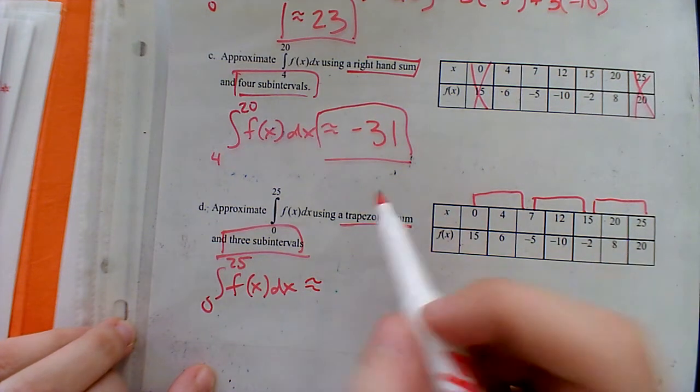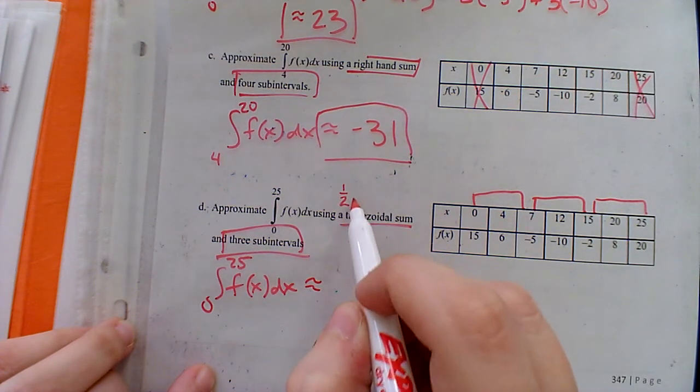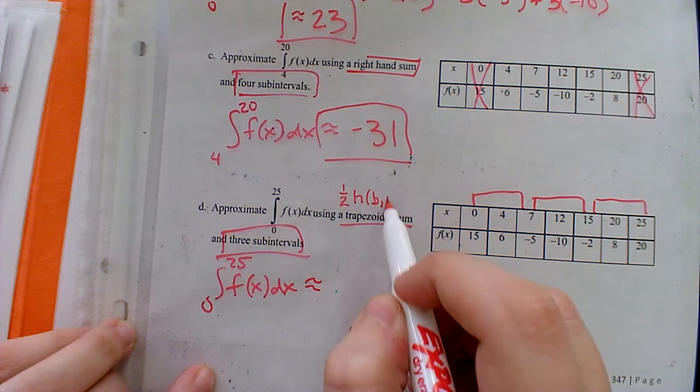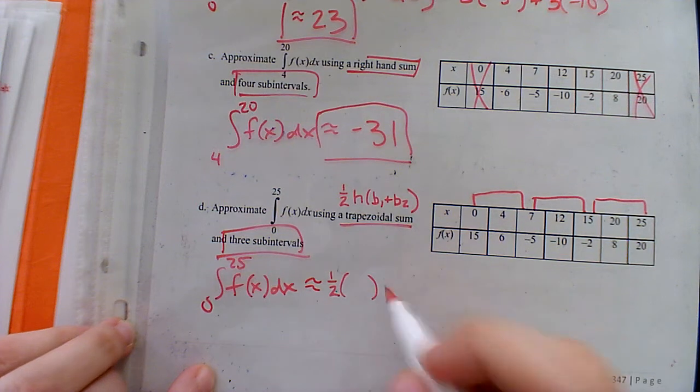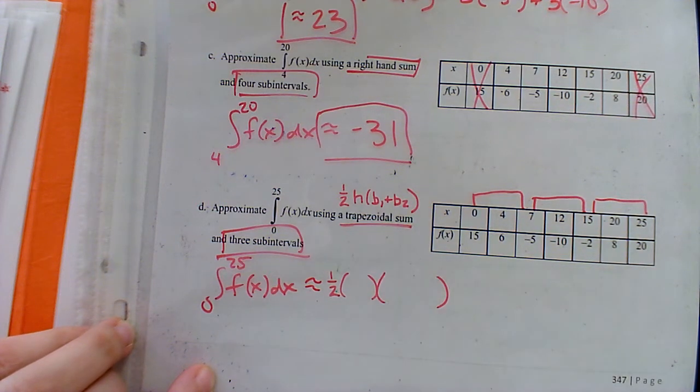1/2 times the height times B1 plus B2. Okay, sounds good. All right, so let's take a look at our first trapezoid. We need a 1/2. We've got to figure out what the height is. We've got to be careful with the word height and what the bases are.